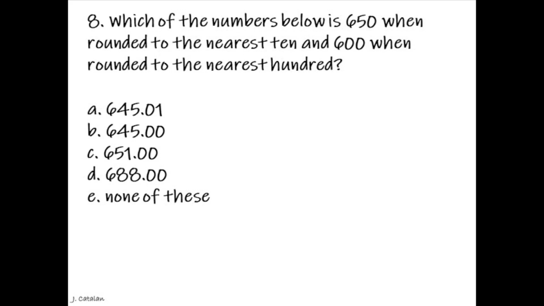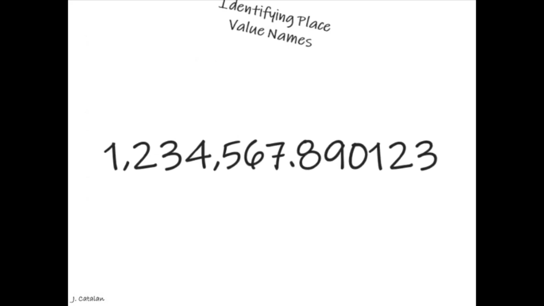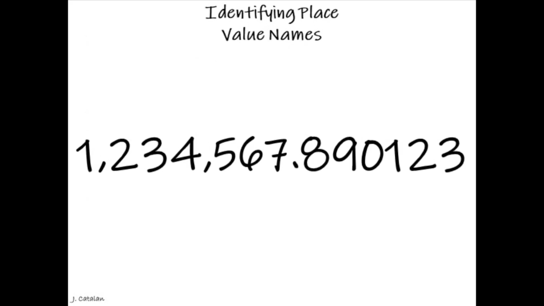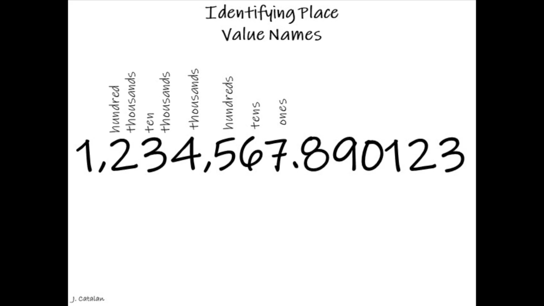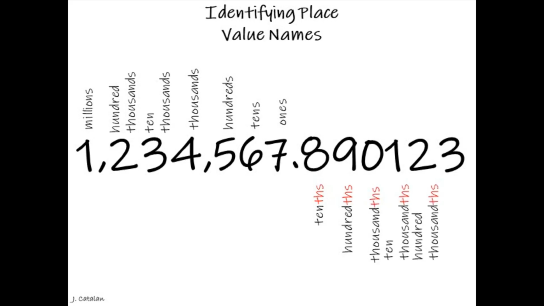Which of the numbers below is 650 when rounded to the nearest 10 and 600 when rounded to the nearest 100? Identifying place value names. To the left from the decimal point: ones, tens, hundreds, thousands, 10,000s, 100,000s, millions. To the right from the decimal point: tenths, hundredths, thousandths, 10,000ths, 100,000ths, millionths.